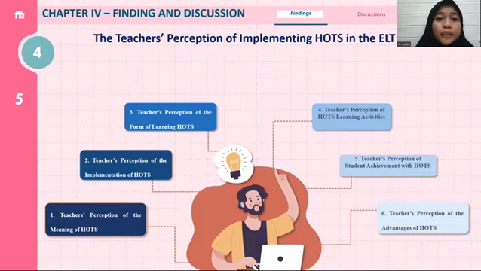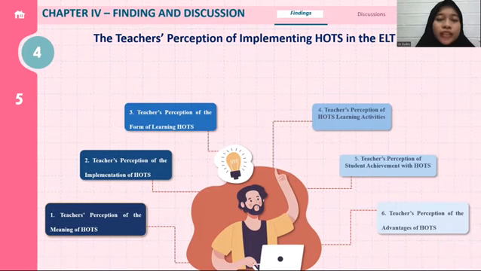Next, about teachers' perception of HOTS learning activities. Based on the answers of the two English teachers, the HOTS learning activity that teacher A and teacher B do is dialogue. Teacher A said that she will ask students to create, discuss, cooperate, and present the dialogue. She also said that she had indirectly applied these skills to her students. This is supported by teacher B's statement that dialogue can train students to analyze, evaluate, and create in the learning, especially in English.